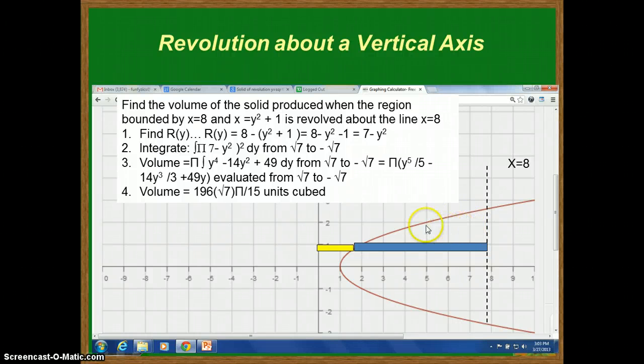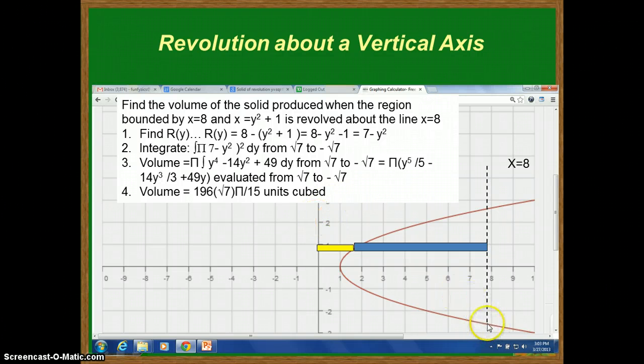Well, the upper and lower bounds of integration are not going to be on the x-axis. They're going to be on the y-axis. So the way I do that is I need to find out where this crosses the line x equals 8. When it crosses the line x equals 8, I say 8 has to be equal to y squared plus 1, because these two lines intersect there, and that happens at y equals the square root of 7.